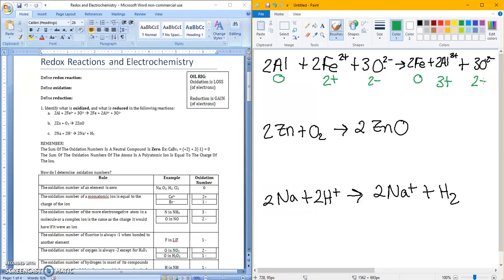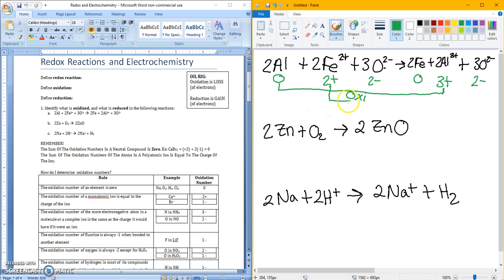In this case, the only things that are transferring are the electrons. So I'm going to look and see, what happened to aluminum? Aluminum went from 0 to 3+. And in order to become more positive, I know that I have to lose electrons. So aluminum lost 3 electrons. And according to my rhyme, if I lose electrons, I'm undergoing what we call oxidation. Oxidation is loss of electrons.